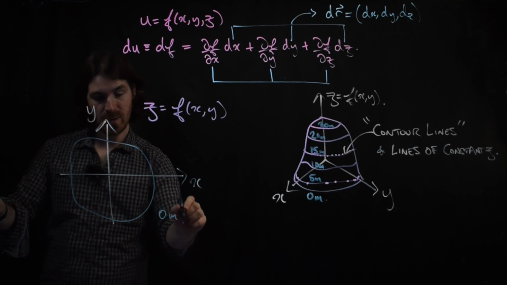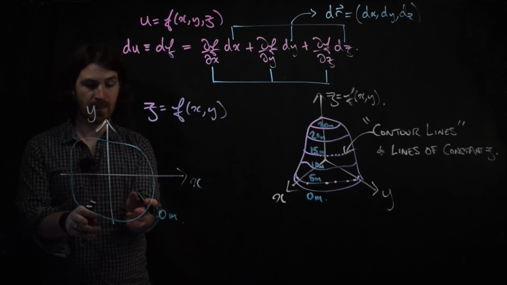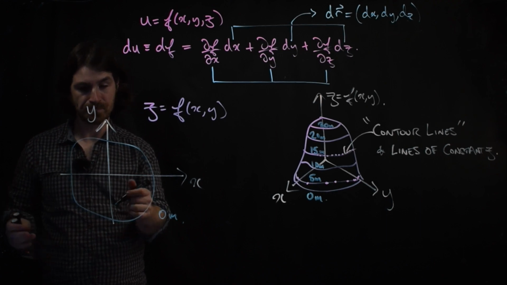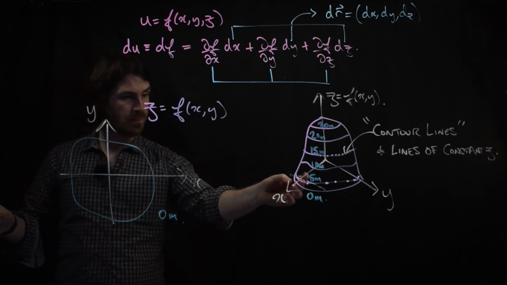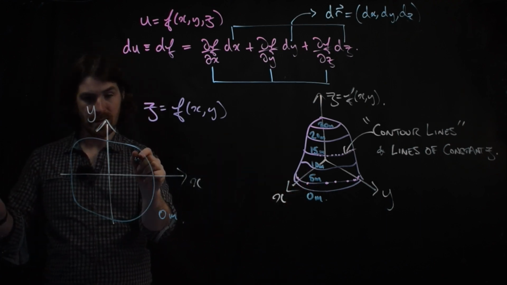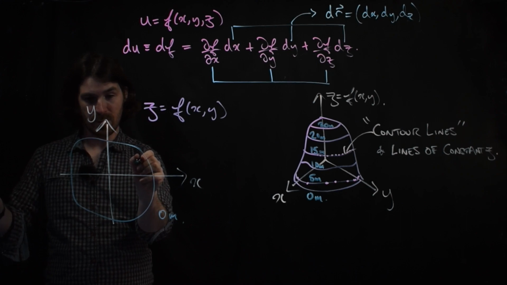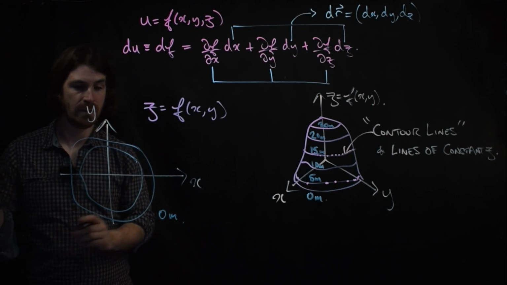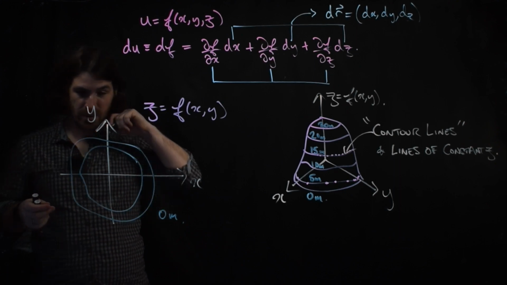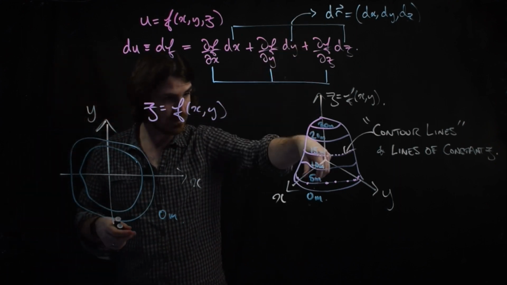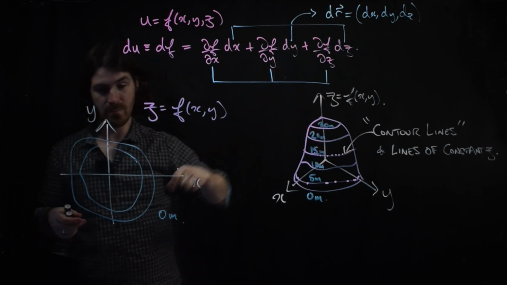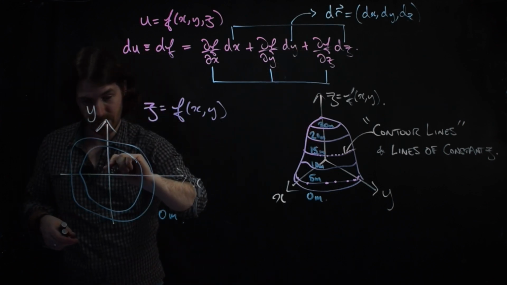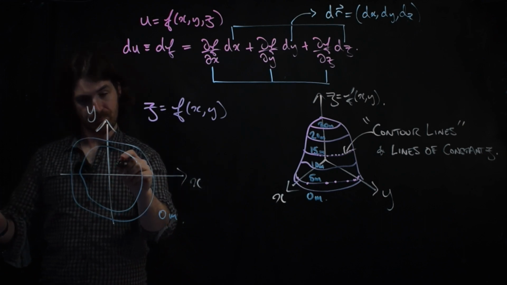Zero meters. So any value of x and y that lies on this curve is you standing at ground level. Then 5 meters up is any point on maybe this line. That's 5 meters up. So again, we're looking down along z. We've flown in a helicopter above our mountain and we're looking directly down on the peak.